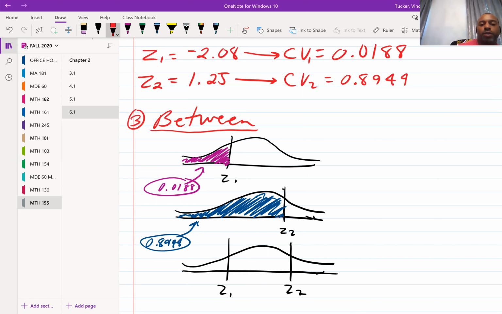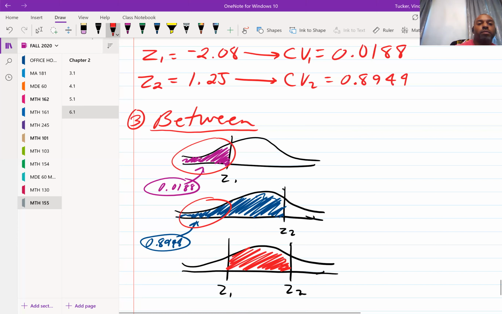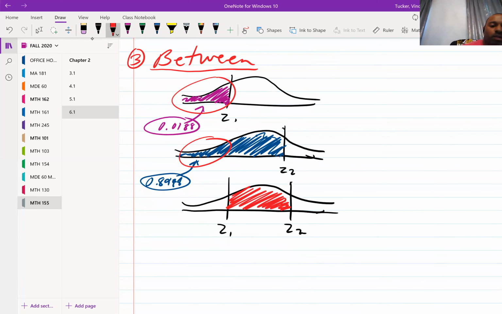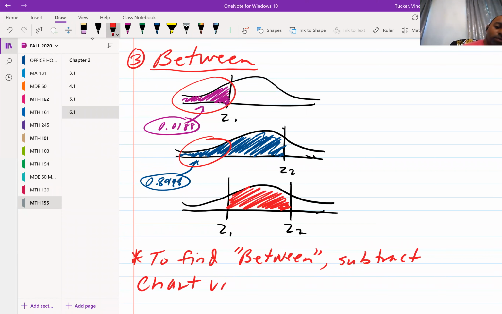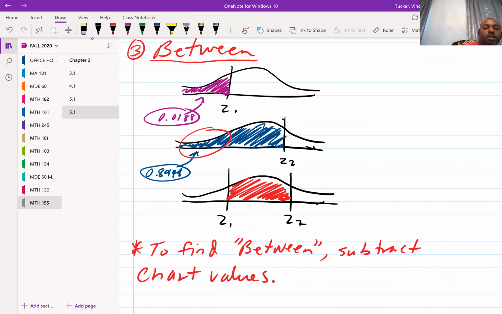So if I want to know what's in between those two, I would just subtract this part from this part. And so that's what we're going to do. So if you want to find between, you're going to subtract the chart values. Notice we are subtracting the chart values. We are not subtracting z-scores. These do not subtract z-scores.